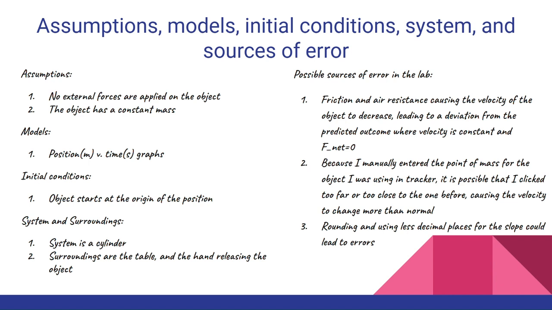Some possible sources of error in this lab are friction and air resistance, causing the velocity of the object to decrease, leading to a deviation from the predicted outcome where velocity is constant and F net is equal to zero. So friction and air resistance could have made it so that Newton's first law does not hold up. Secondly, because I manually entered the point of mass for the object I'm using in Tracker, it is possible that I clicked too far or too close to the one beforehand, causing the velocity to vary more than normal. And lastly, rounding errors and using fewer decimal places for the slope calculations from the Tracker data could lead to some errors in getting the predicted results.